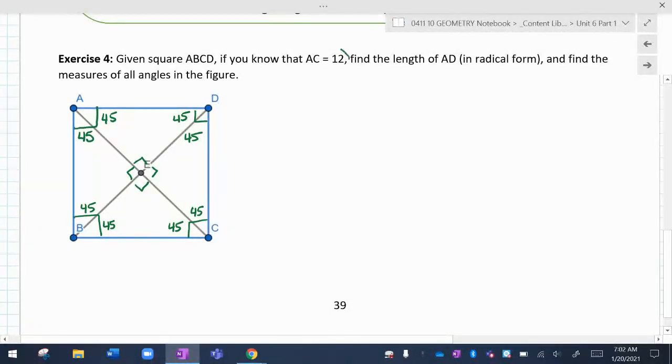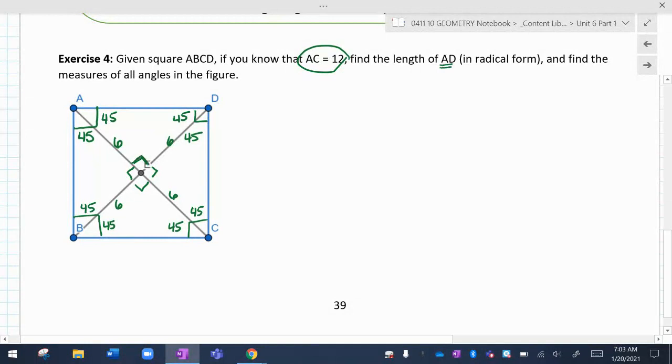And now we can deal with the fact that AC is 12. So if AC is 12, this is 6 and 6, and that's 6 and 6. And I know that because a square is a rectangle, which means the diagonals are congruent. And then they want us to find the length of AD.